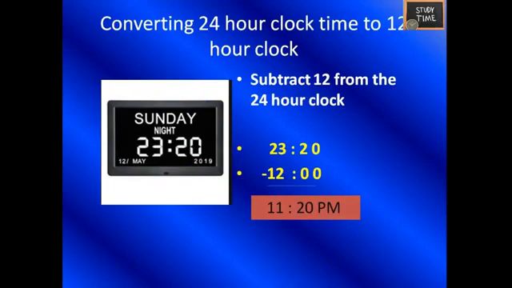Next, we are going to see how to convert 24-hour clock time to 12-hour clock time. Here in the picture, the time is 23:20, meaning 11:20 p.m. So how should you calculate? You should subtract 12 from the 24-hour clock. 23:20 minus 12. So the answer is 11:20 p.m. This is how you should convert 24-hour clock to 12-hour clock. You should subtract 12 from the given 24-hour clock, and you would get the 12-hour clock.